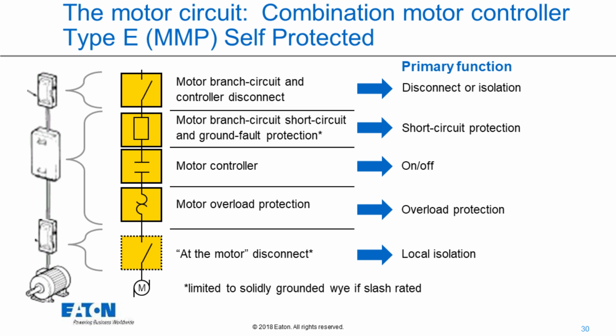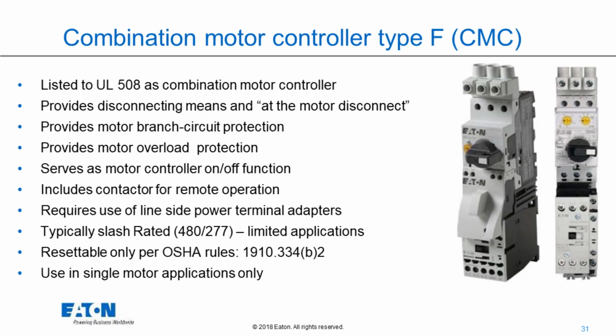Here's the motor circuit for the combination motor controller type E, self-protected starter. Provides motor branch circuit and motor controller disconnect, motor branch circuit and short circuit and ground fault protection, motor controller on-off function, protection, and at the motor disconnect. So that one covers all the bases there.